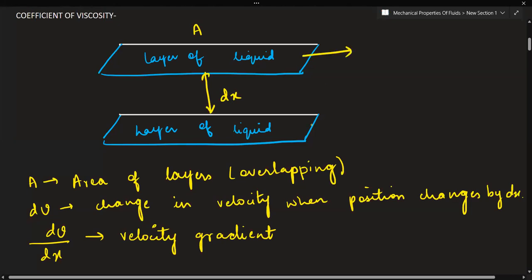So when the layers move, they move with a certain velocity. Let's say v is the velocity with which it is moving. And since it is relative, a velocity difference will also be there, so dv will be added. Now see, if the two layers are moving in the right hand side direction, can you tell me what is the direction of the viscous force developed?